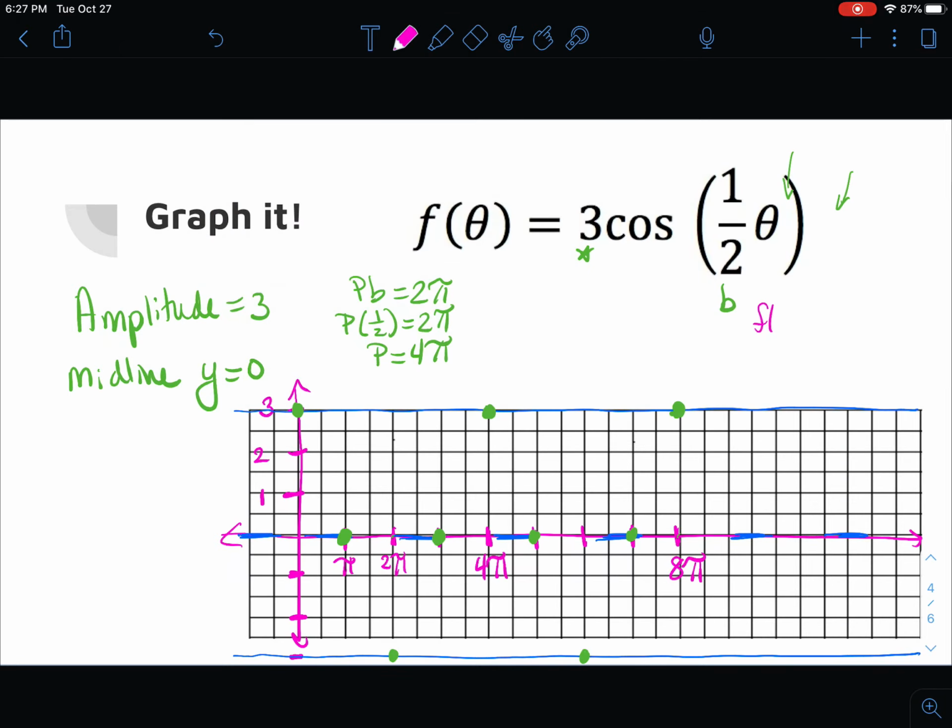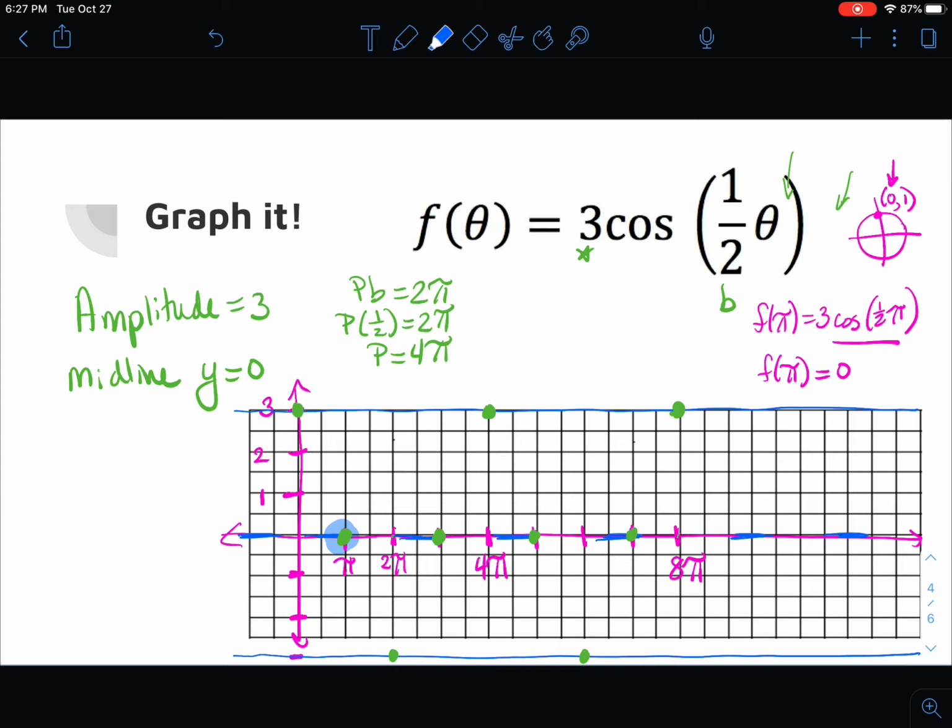So I say, okay, f of pi, that's going to be 3 times cosine of 1/2 pi. So we think about our unit circle. And here's 1/2 pi. This value is (0, 1). That's the ordered pair for that point. Cosine is the x-coordinate, which is 0. So this is 0, and 3 times 0 is 0. And look where I am. This is exactly where we plotted the point (pi, 0).